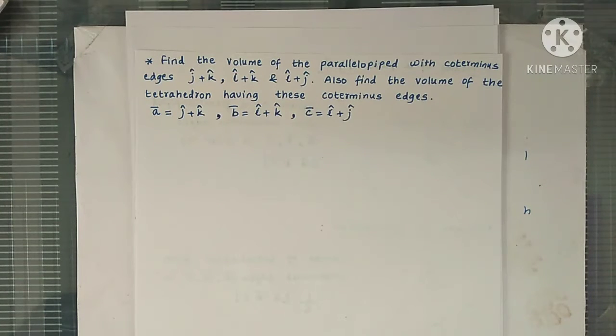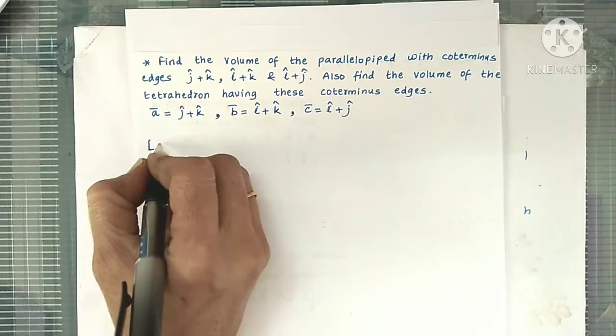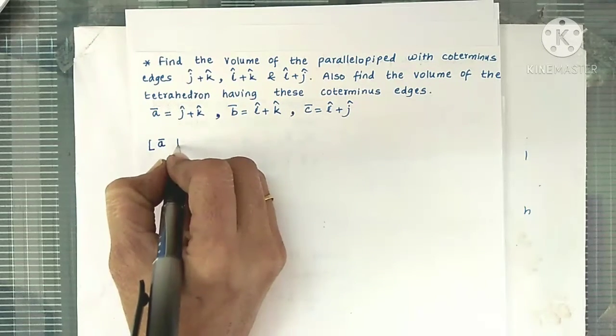The next question is: find the volume of the parallelepiped with coterminous edges j cap plus k cap, i cap plus k cap and i cap plus j cap. Also find the volume of the tetrahedron having these coterminous edges. Let's denote these three vectors as a bar, b bar and c bar. So a bar is j cap plus k cap, b bar is i cap plus k cap and c bar is i cap plus j cap. First let's find the scalar triple product, and then we will write the volume of the parallelepiped as well as the volume of the tetrahedron.